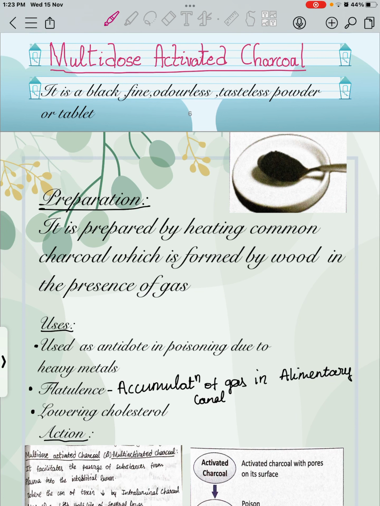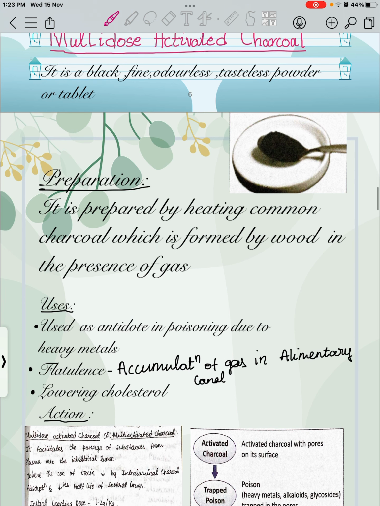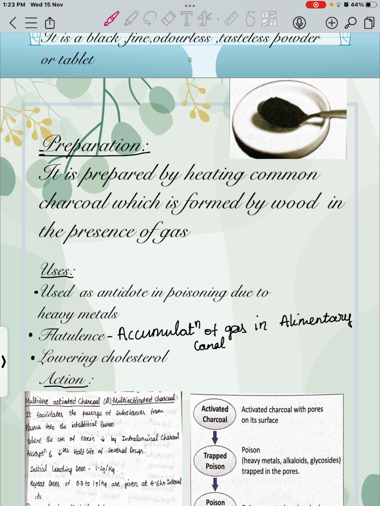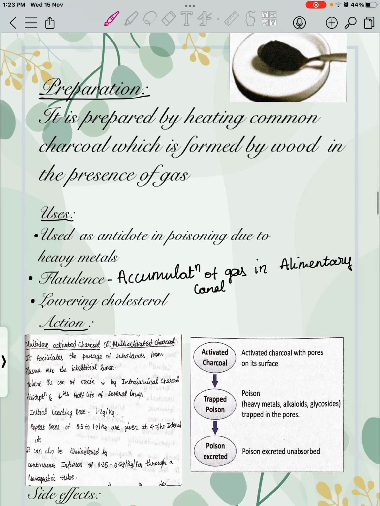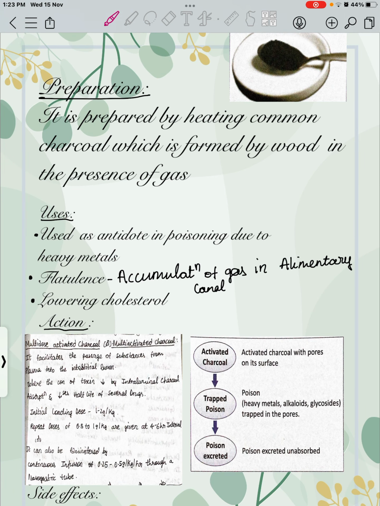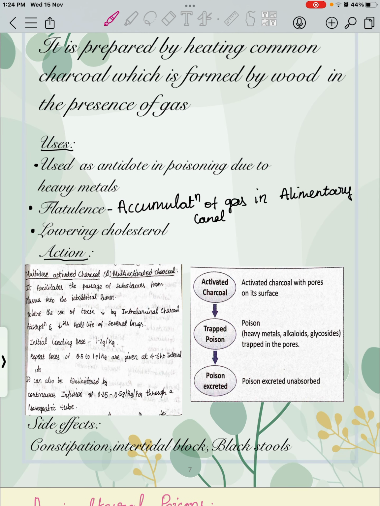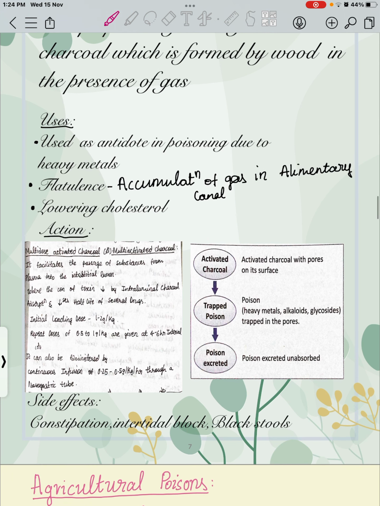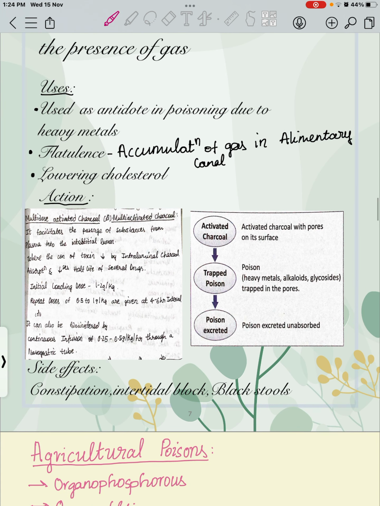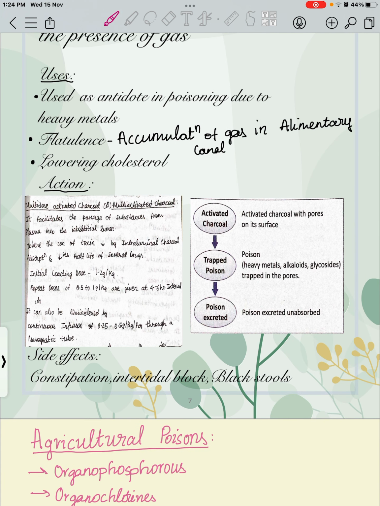Multi-dose activated charcoal. It is a black, fine, odorless, tasteless powder or tablet, which is seen like this. Preparation: it is prepared by heating common charcoal, which is formed from wood, in the presence of gas. Uses: it is used as an antidote in poisoning due to heavy metals. It is used for flatulence, which means accumulation of gas in the alimentary canal, and it can also be used for lowering cholesterol in daily life.